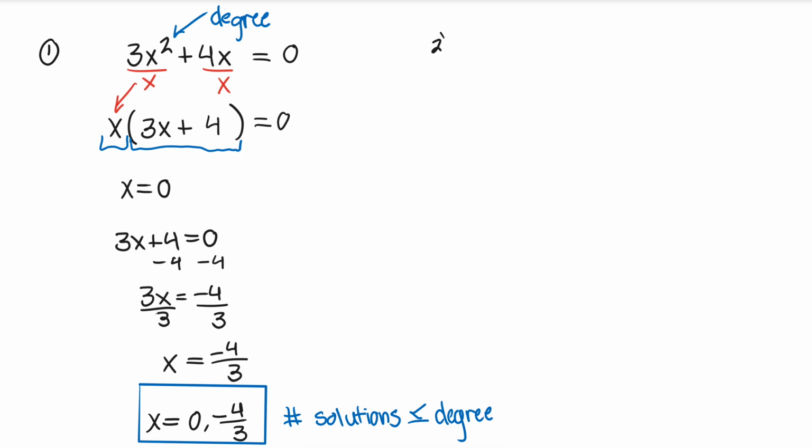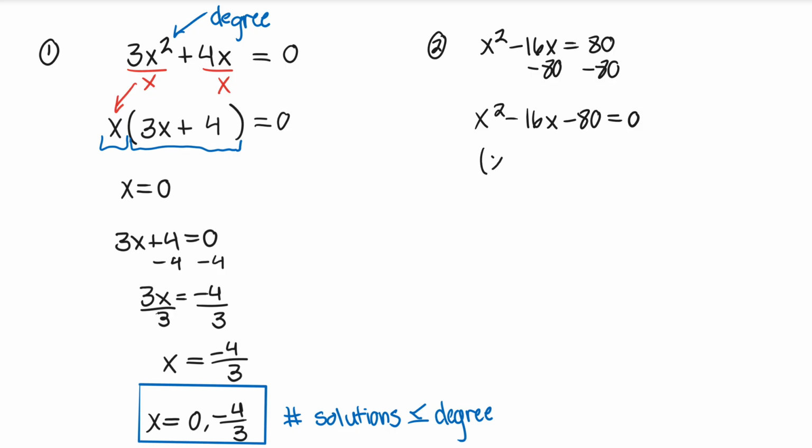Let's do another example. x squared minus 16x equals 80. So I want to factor this polynomial, but before I can factor it, the whole polynomial needs to be set equal to 0. So I'm going to subtract 80 from both sides so that I end up with a polynomial set equal to 0. Now I can factor this.